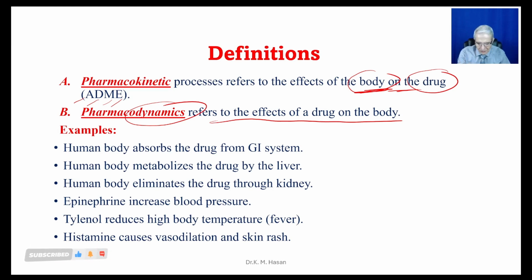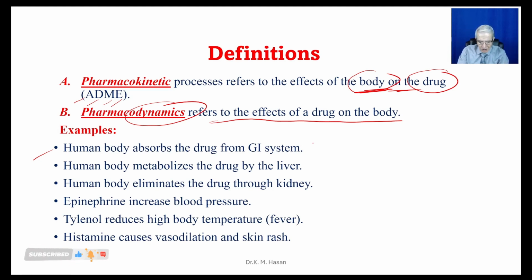So we have here some examples. We can work together, me and you, to figure out which ones belong to the pharmacokinetic and which ones belong to the pharmacodynamic. Okay, so the first one, they said the human body absorbed the drug from the GI system. Is this pharmacodynamic or pharmacokinetic? Human body absorbed the drug from the GI system. Here our body affects the medication. This one is considered pharmacokinetic.